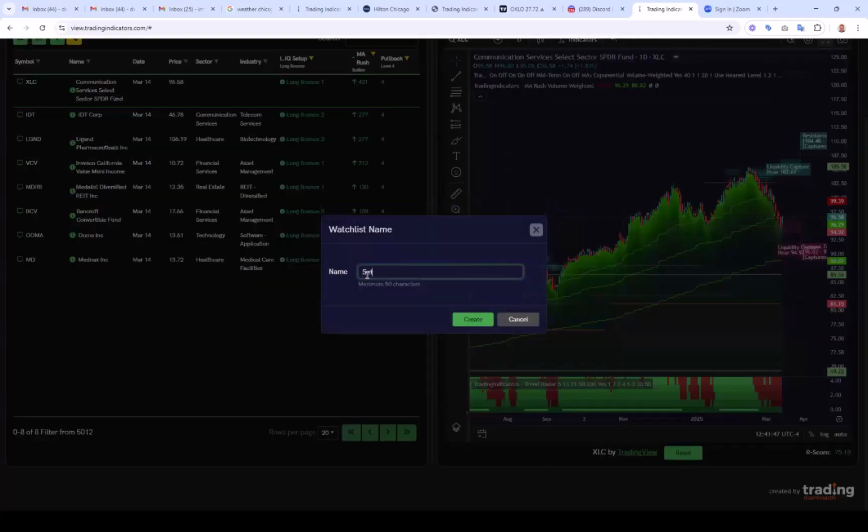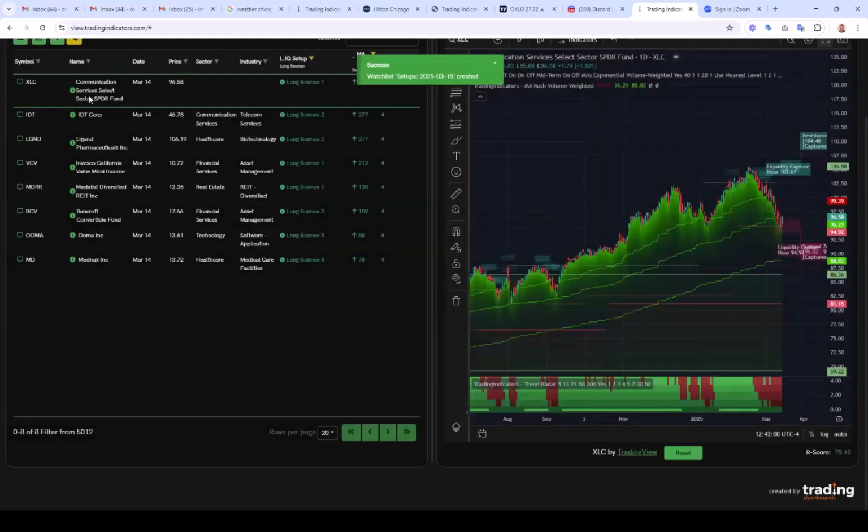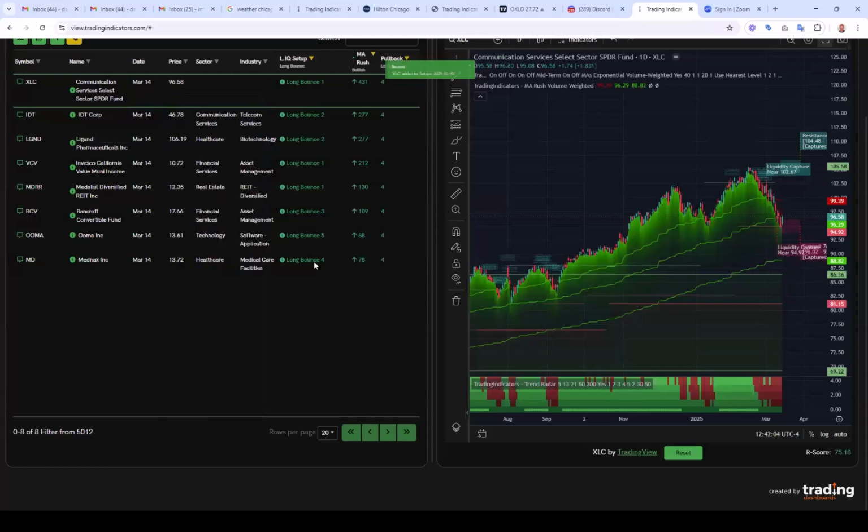So setups, colon 2025, March, and it is March 15. Yeah, March 15. There we go. All right. So I'm going to create this watch list. I'm going to add this symbol XLC to our watch list here. Done. Perfect. We're going to get back to this in a bit.